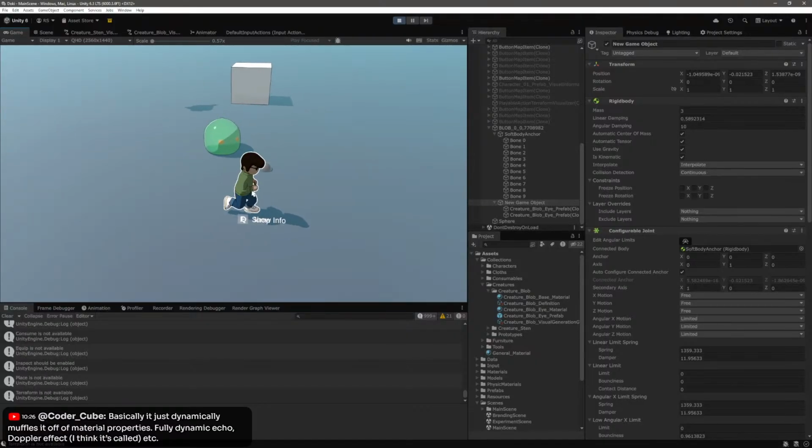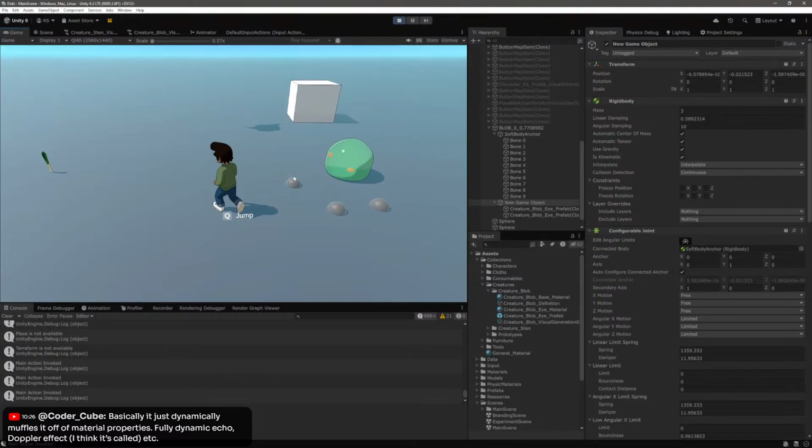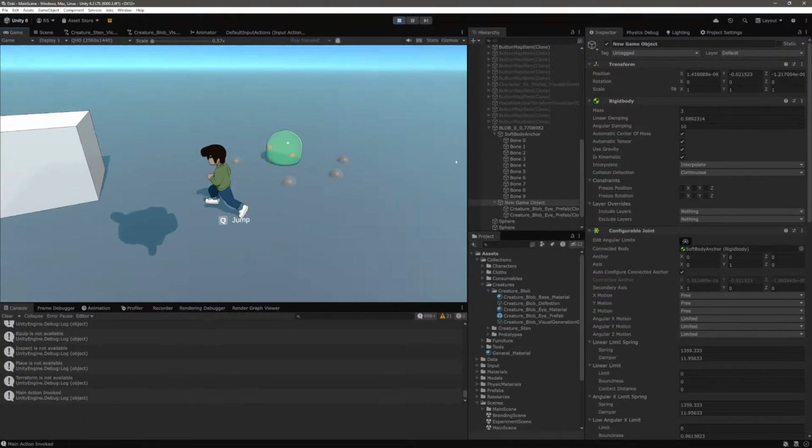So it muffles it dynamically based on material properties and stuff like that. But do you need anything more? Yes. Maybe you do.